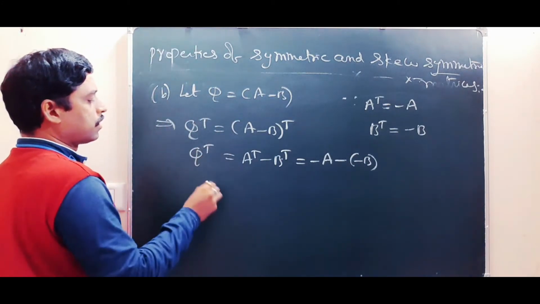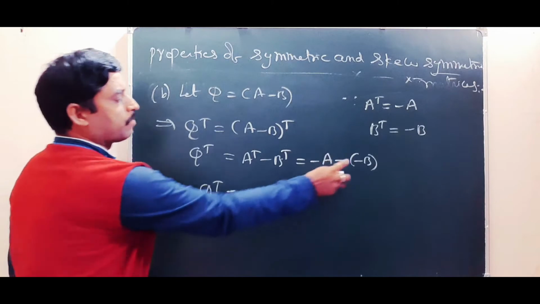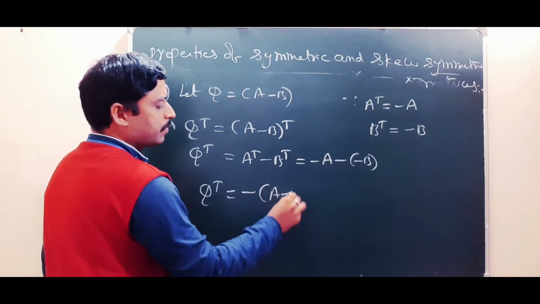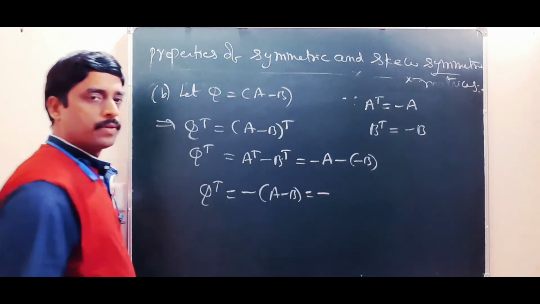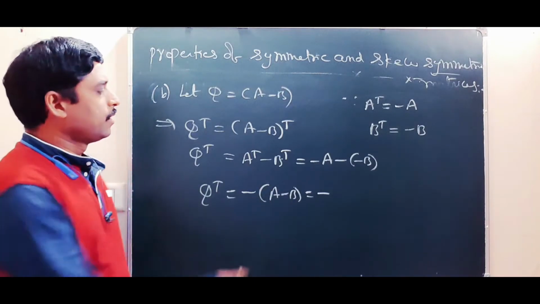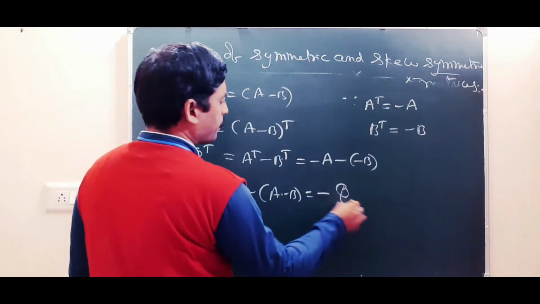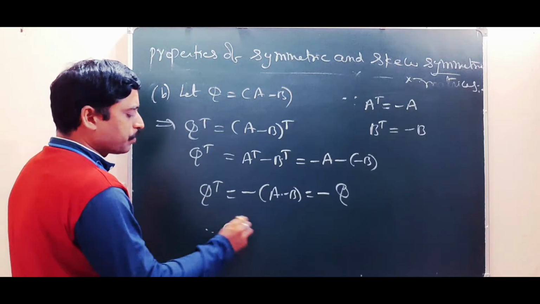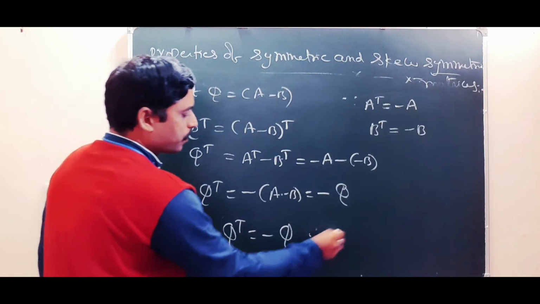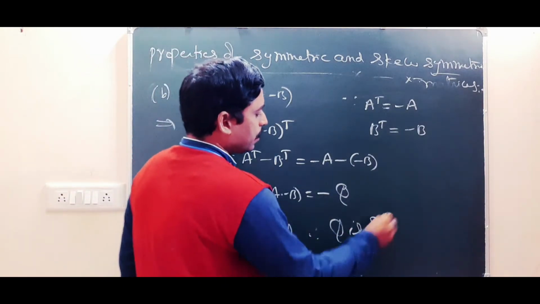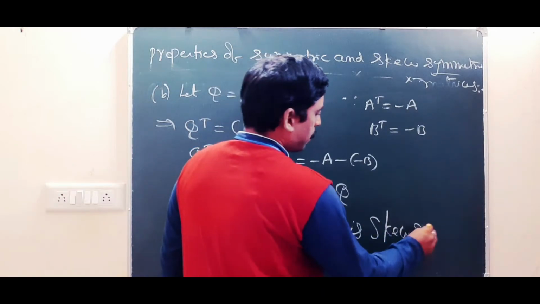Therefore transpose of Q is equal to, taking minus 1 common, minus of A minus B. In its place we should write Q. Therefore transpose of Q is equal to minus Q. Therefore Q is a skew symmetric matrix.